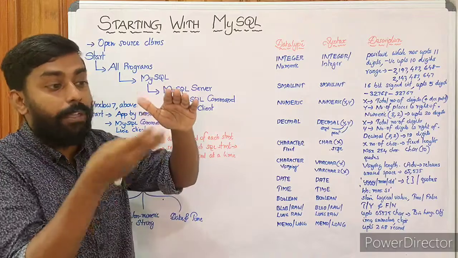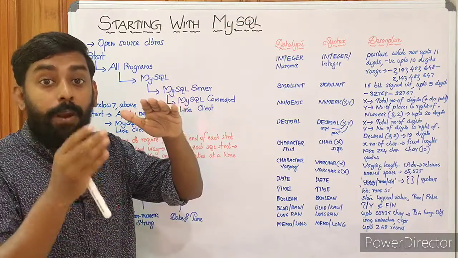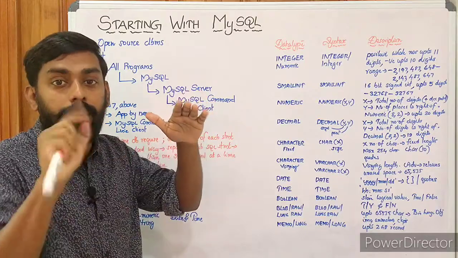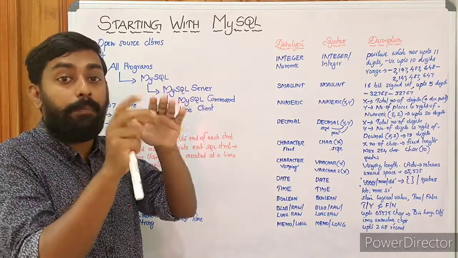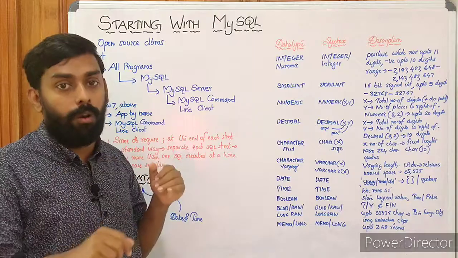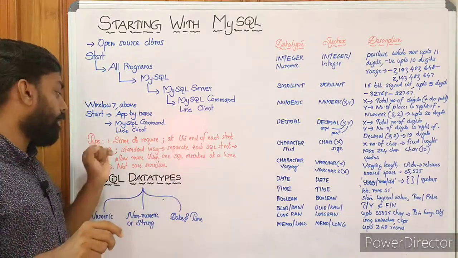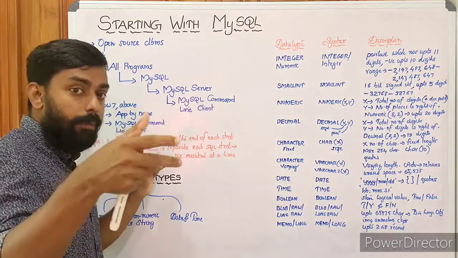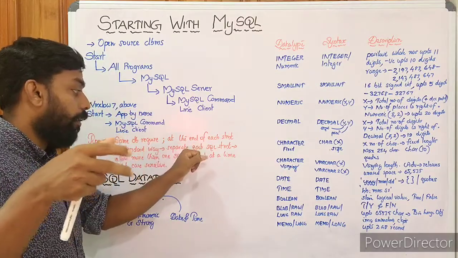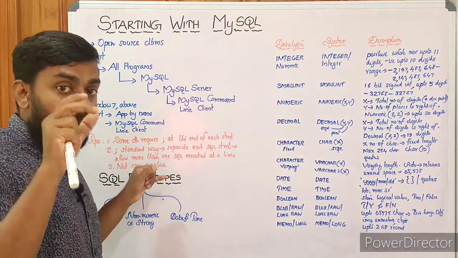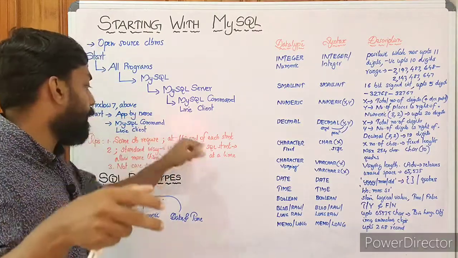For example, we have multiple lines, part of a single SQL command. So you can separate it line by line using semicolon. That's what the second point is. It's a standard way to separate each SQL statement, which allows more than one SQL statement to be executed at a time.